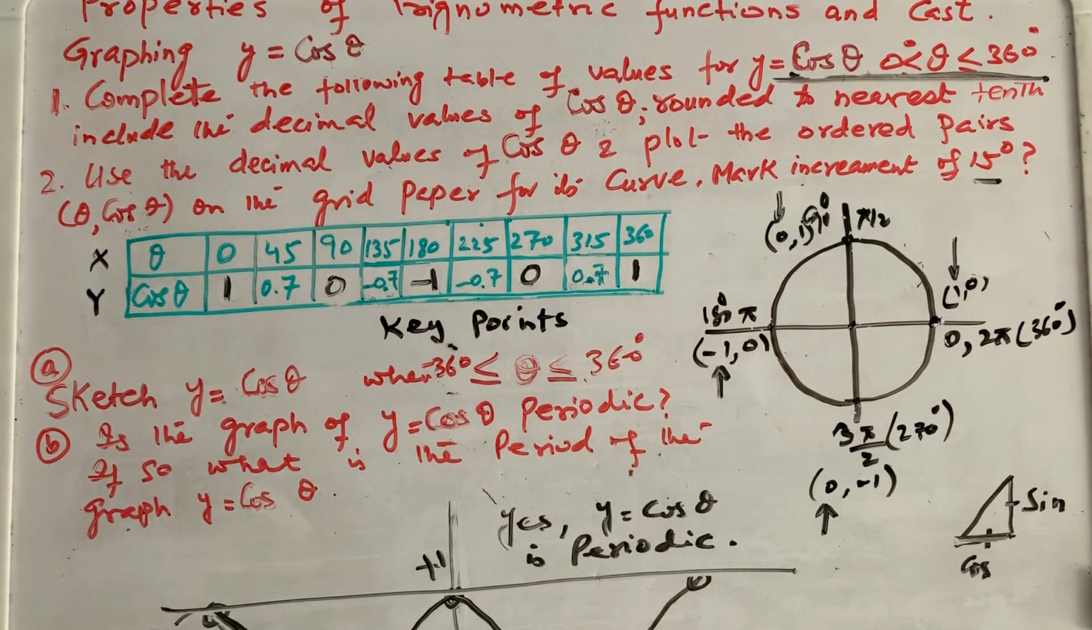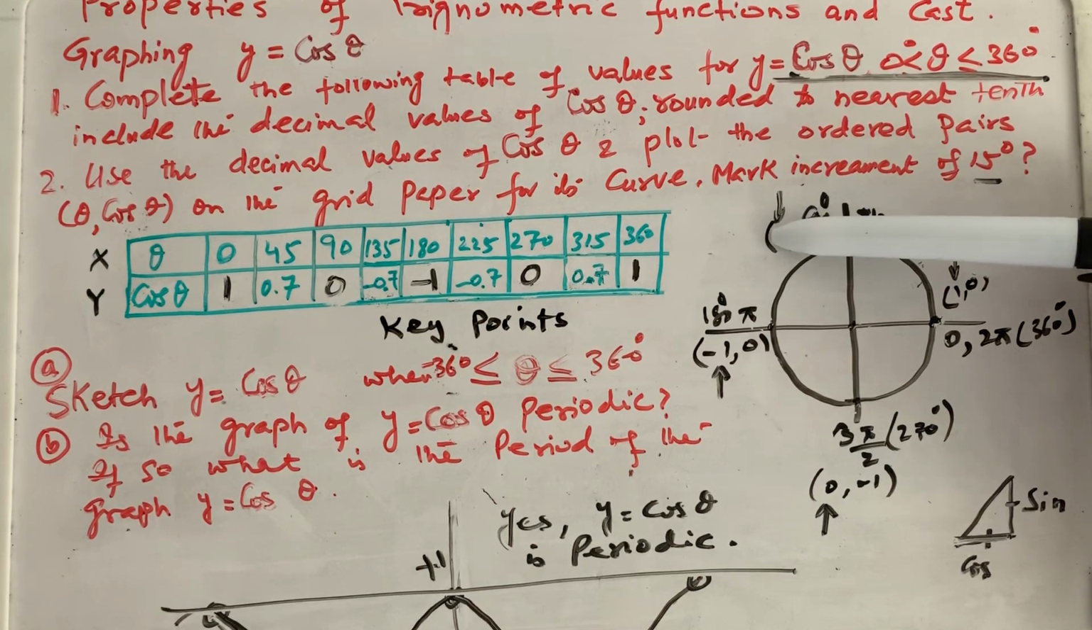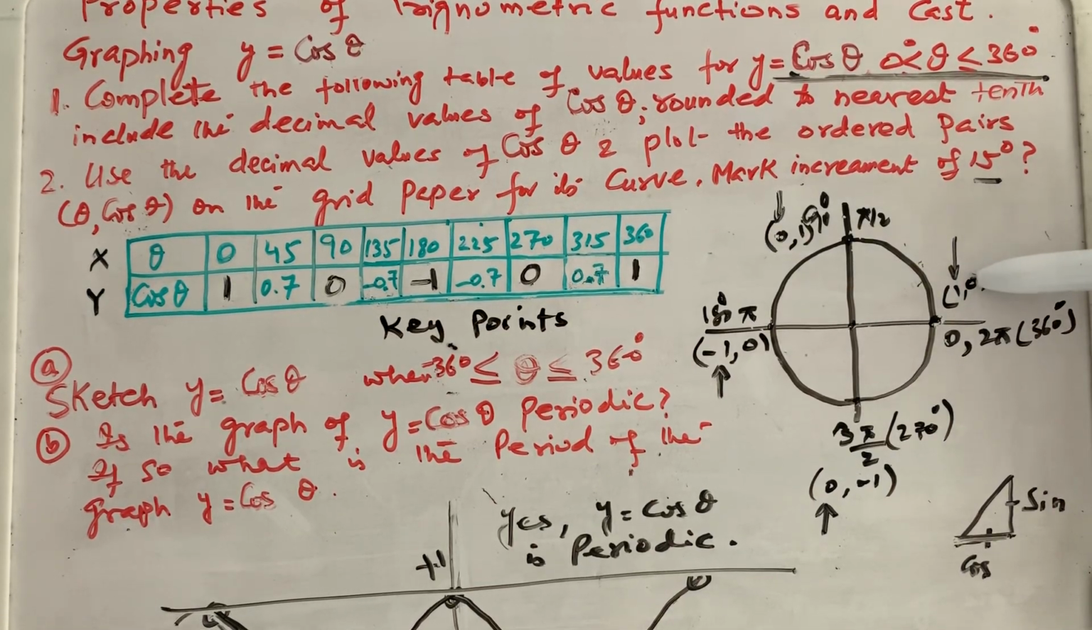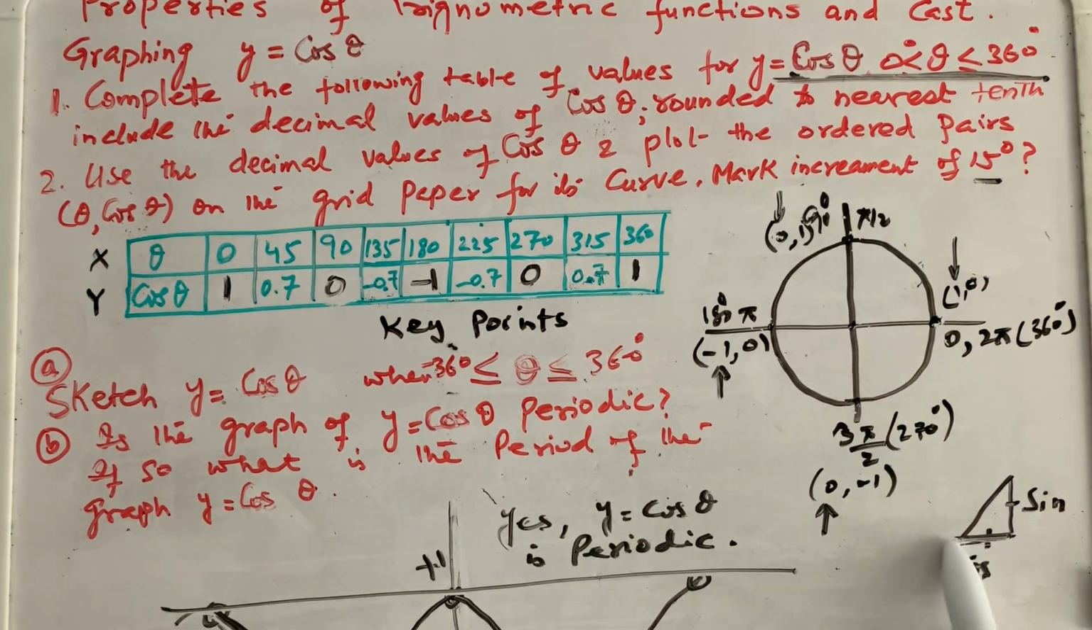So the main difference between the two curves, y equals cos theta and y equals sin theta, is when you have to make the ordered pair. For y equals sin theta, you take the y coordinate of these ordered pairs, and for y equals cos theta, you take the x coordinate. As we did here, the cos component is the x component and the y component is the sine component.